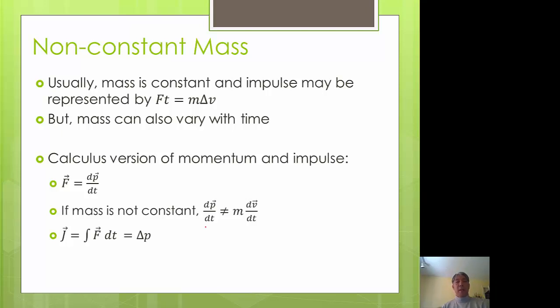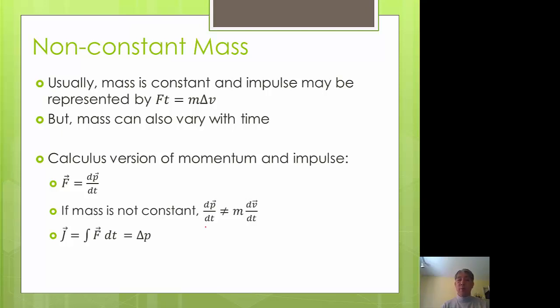So when mass is not constant, I have to look back at the origin of my equation. In this case, primarily the origin of Newton's second law that says my force is equal to the change in my momentum with respect to time, or the rate of change of my momentum.